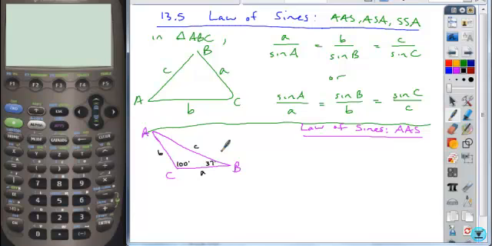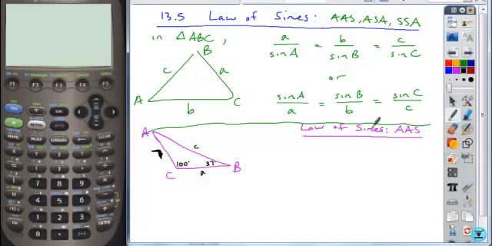Okay, so let's say we were given a measure for B. What could we pick as a length for B? 7. All right, so let's say these were the three pieces of information I was given. Does everybody see how this fits the pattern of AAS? We have two angles and a non-included side, so that's where the pattern is generated.